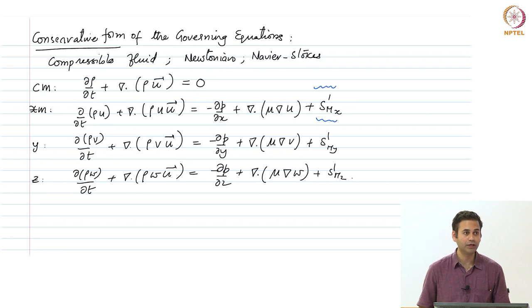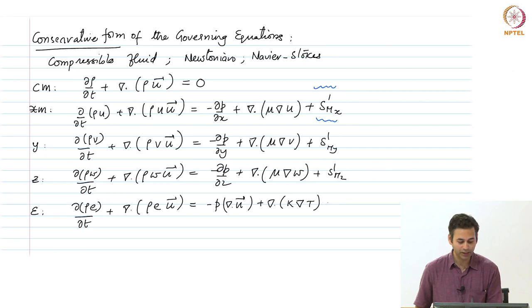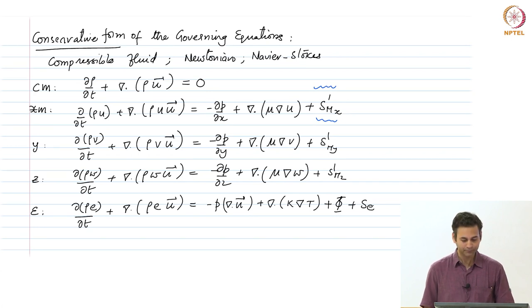Of course, now we have the energy equation as well. So the energy equation is in terms of the internal energy, that is partial by partial t of rho e plus del dot rho e u bar equals, what do we have on the right hand side for the energy equation? We had minus p times divergence of the velocity, okay, plus we had del dot k grad T, right, plus we have the dissipation function, which was the capital phi we said, right, plus we have some source term for the energy, let's call it S sub E, okay.